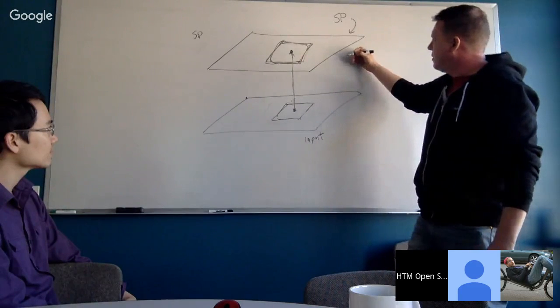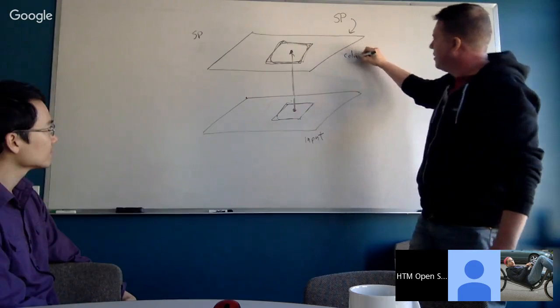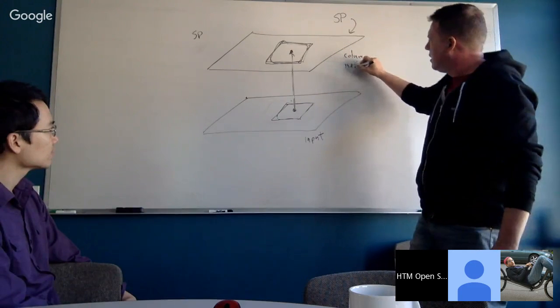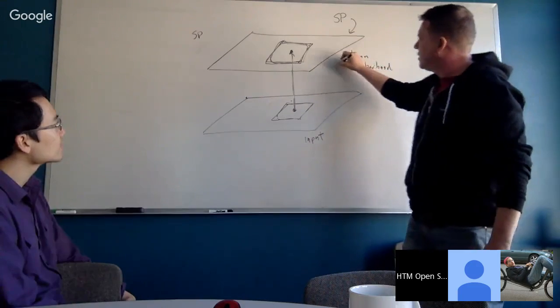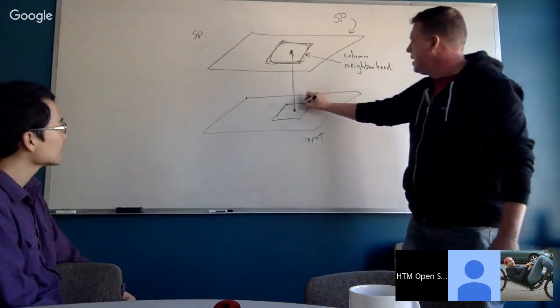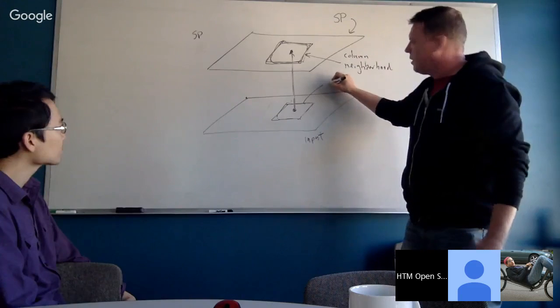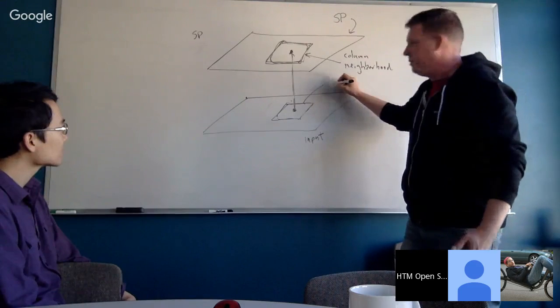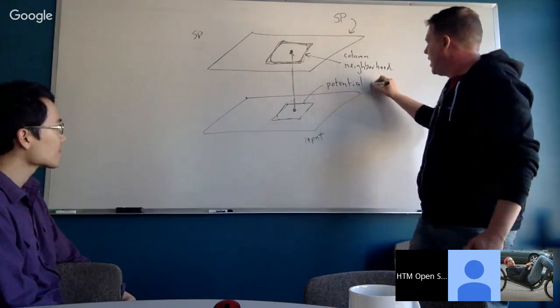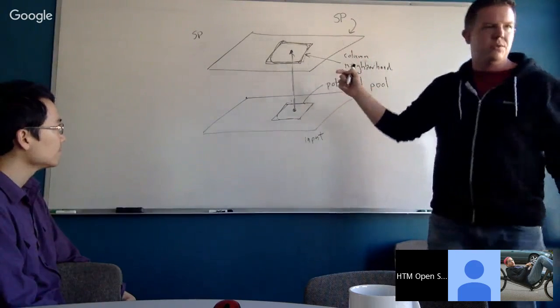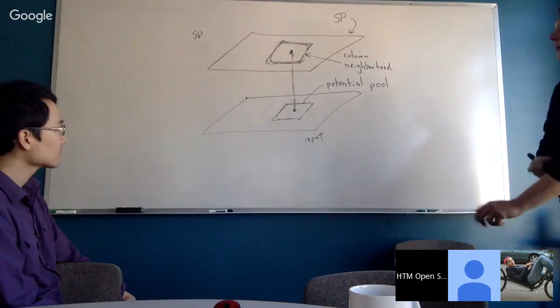The term that's typically used in the code for this is column neighborhoods, and that's what this box is, column neighborhood. And this we either call a potential pool or a receptive field. In the code, it's called potential pool. And every column has these two attributes.